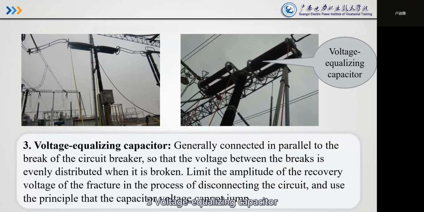3. Voltage equalizing capacitor. Generally connected in parallel to the break of the circuit breaker, so that the voltage between the breaks is evenly distributed. It limits the recovery voltage of the fracture in the process of disconnecting the circuit, and uses the principle that the capacitor voltage cannot change suddenly.